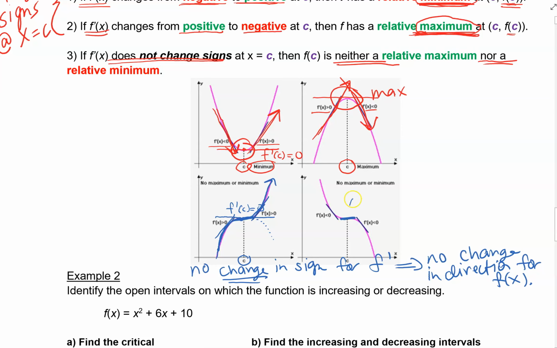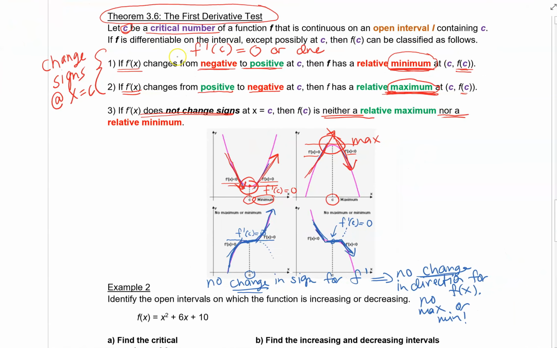Here's C, right? F prime of C is 0. Function did flatten out, but it never changed sign. It never turned around and went up again. It just had a negative slope, meaning it was decreasing. 0 slope, meaning it flattened out, and then negative slope again, meaning continued to decrease. No change in direction means no max or min. Instead, we call that an inflection point, not a turning point. So, moral of that story is you look for a change in sign from negative to positive or positive to negative to locate max or min.